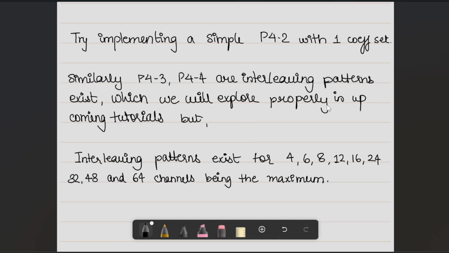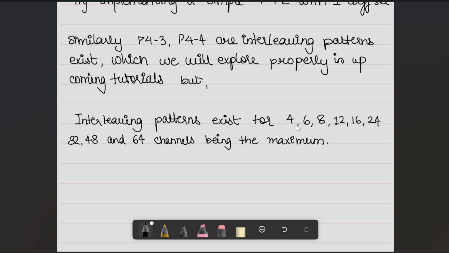But patterns also exist for 4, 6, 8, 12, 16, 24, 48 and 64 channels only. Each of them has its own defined pattern and can be used one after the other. The lowest number of channels for which advanced mode can be implemented is 4, while the maximum is 64. Each of them can have their own number of data paths too.